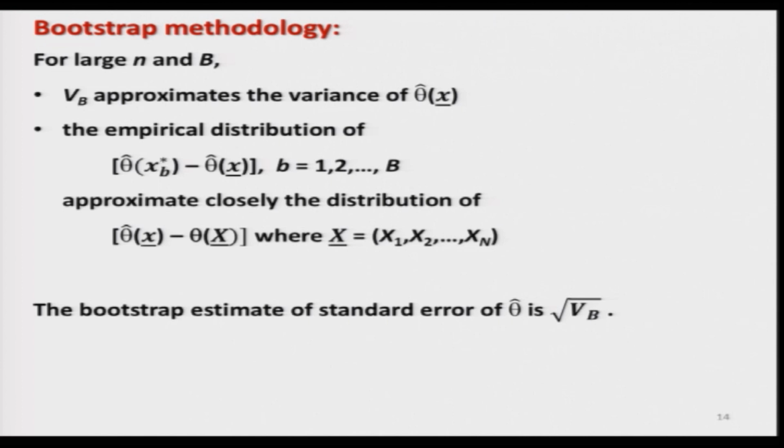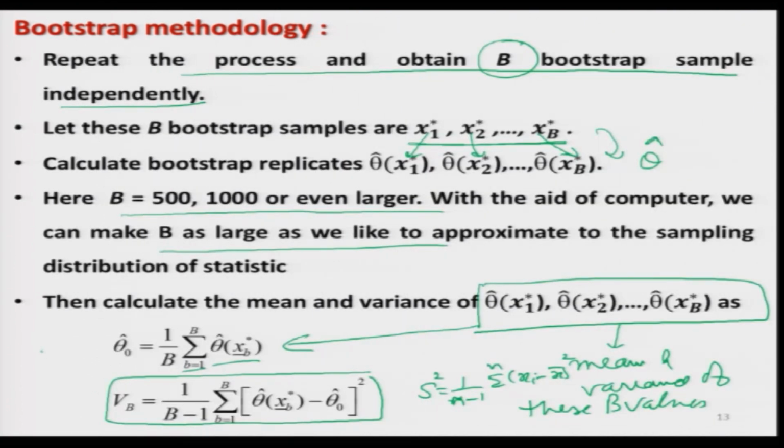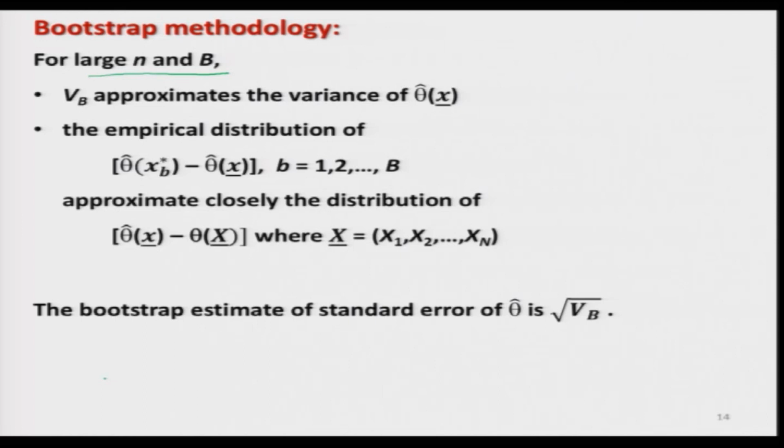Okay. Now this is the statistical rule, because up to now we do not know whether what we have done is really good or bad. So now here comes the statistics, and it has been proved using statistical methodology that for large small n and capital B, if your sample is reasonably large and your B is also large, then this quantity Vb, you can see here, approximates the variance of theta hat.